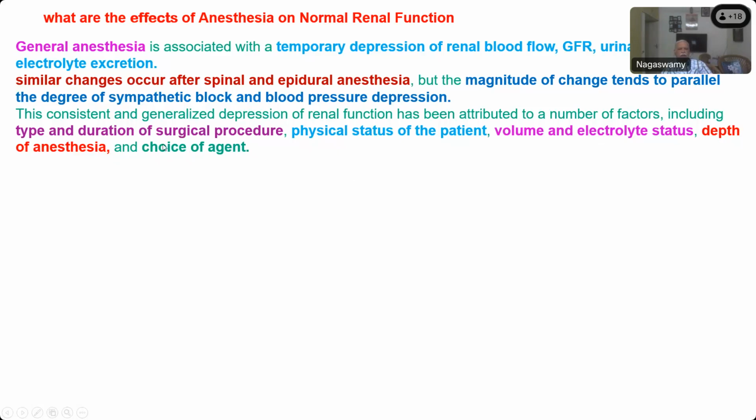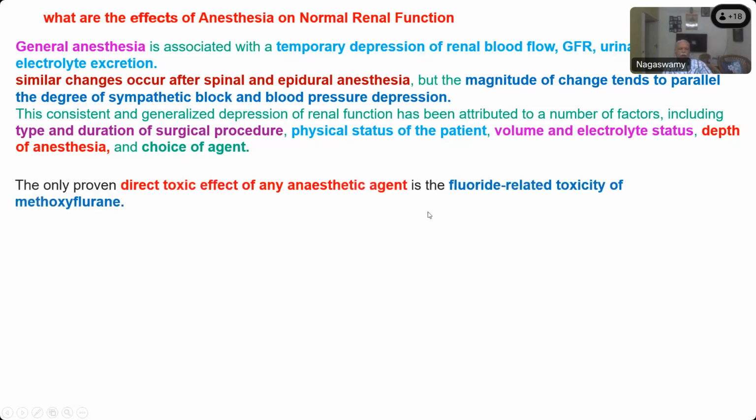All these 5 things: type and duration of surgery, physical status of the patient, volume and electrolyte status, depth of anesthesia, and choice of agent. All these 5 factors have a say in the depression of renal function. There is no proven direct toxic effect. This temporary functional depression is indirectly secondary to the vascular, hemodynamic status.